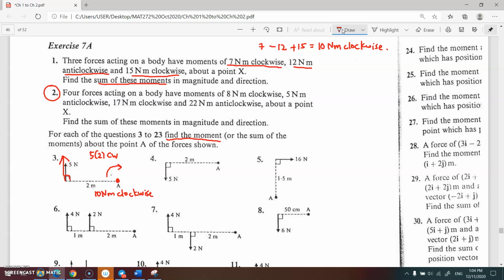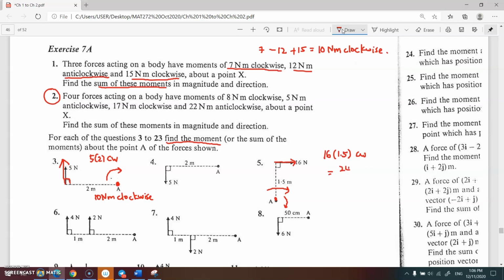Question number 5. The force is 16. The distance is 1.5. So if the nut is here, and we pull it here, it will become clockwise. Okay, so 16 times 1.5, so your answer would be 24 Newton meter clockwise.